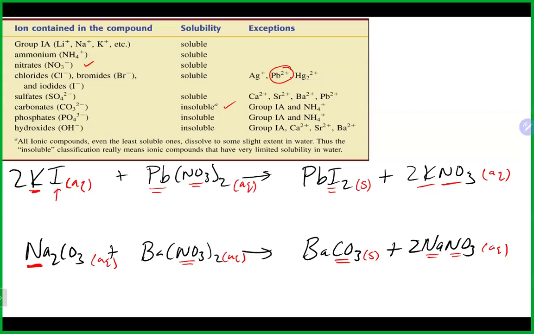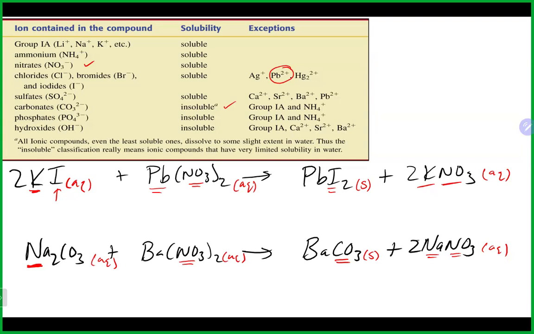Yeah, so you can think of it almost like having 2 columns. The first column is either soluble or insoluble. And if there's something in the exception column, it would be opposite of the first one. So for example, chloride, bromide, and iodides are soluble in everything, except if it's hooked up with one of those 3 guys, the silver, the lead, or the mercury, then it switches from being soluble to insoluble.